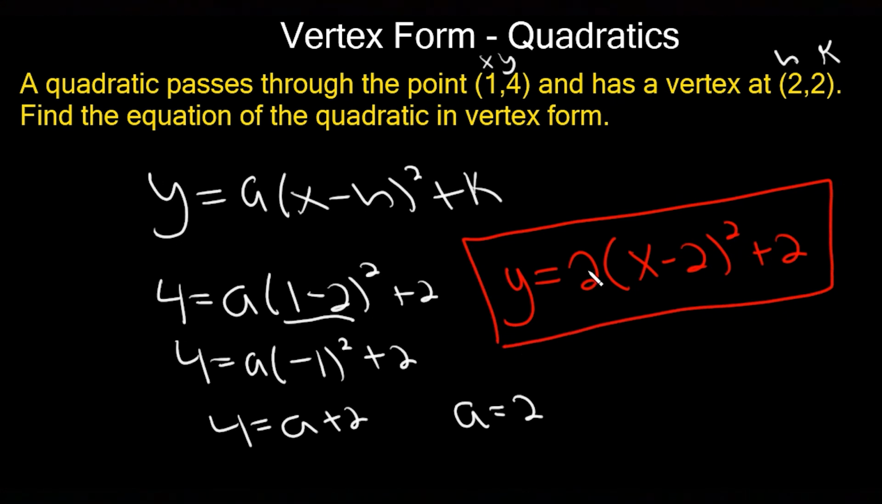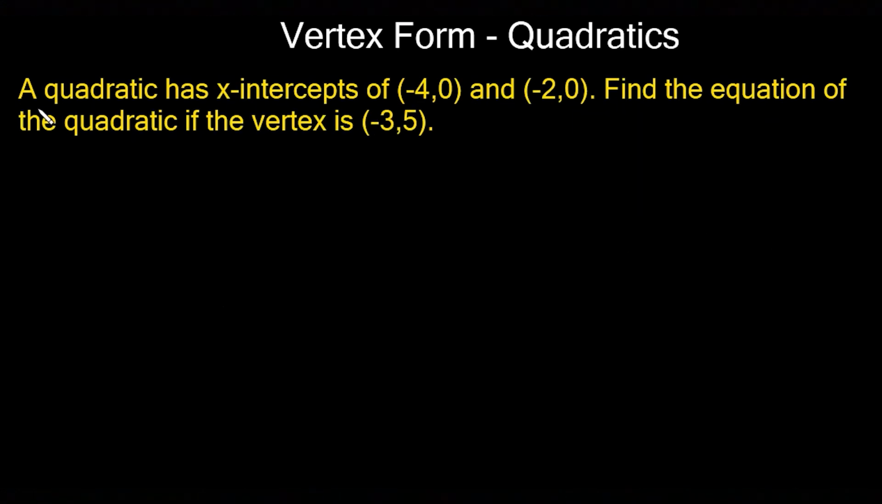Let's go ahead and try another problem. This one will be slightly different. So here's our next example. In this one, we're actually provided with the x-intercepts, or in other words, the zeros. And it's telling us that a quadratic has x-intercepts at (negative 4, 0) and (negative 2, 0). It says find the equation of the quadratic if the vertex is (negative 3, 5).